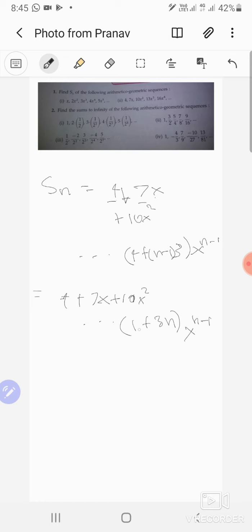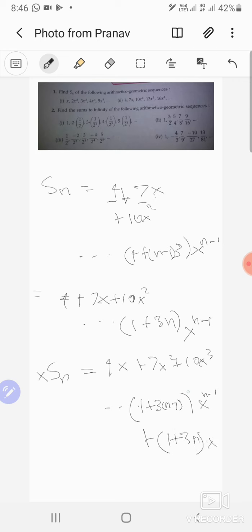So now let's multiply this by x. That will give me x times Sn. So that's equal to, you got 4x plus 7x squared plus 10x cubed, keeps going like that. The one just before that, if you remove 3 from that, it's going to be 1 plus 3 into n minus 1 and x to the n minus 1, and plus 1 plus 3n into x to the n power.